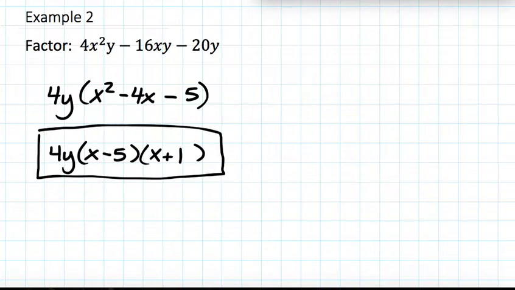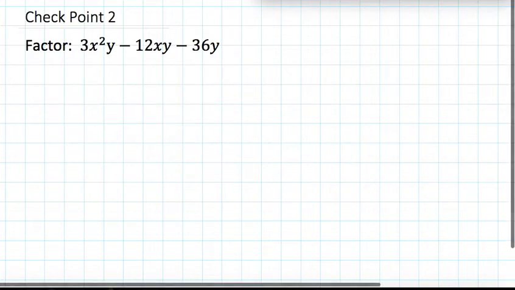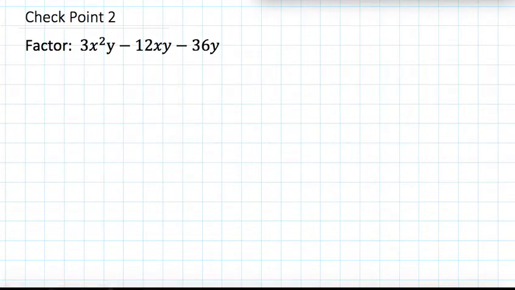So next you should do checkpoint problem number 2. It's pretty similar to checkpoint or example 2. Do this in your notes and then you can move on to the last example in this video.